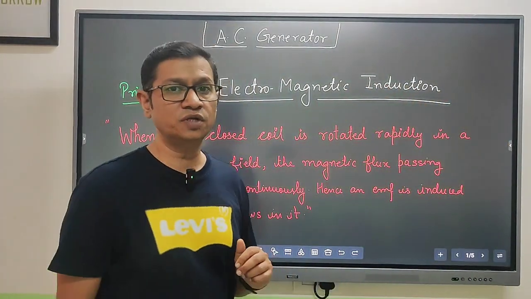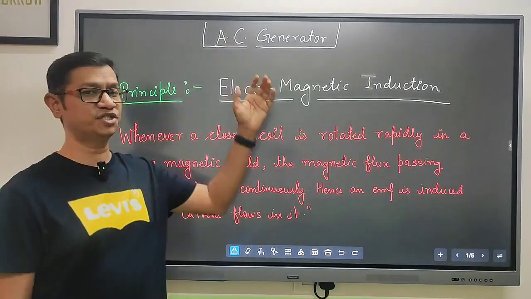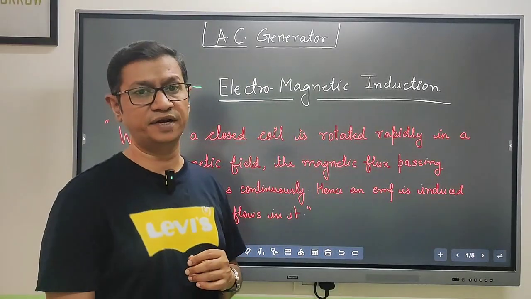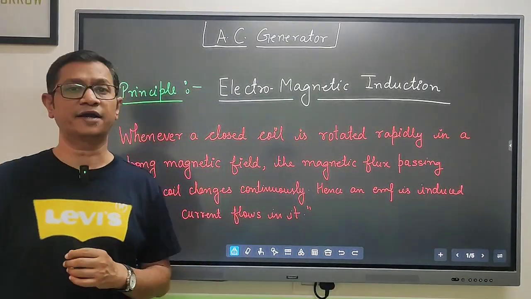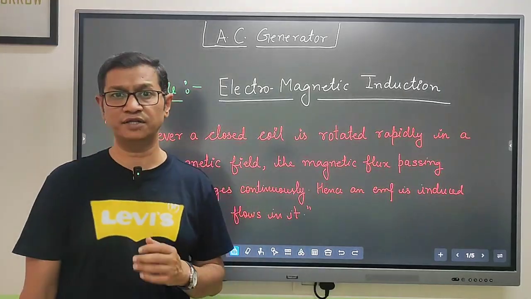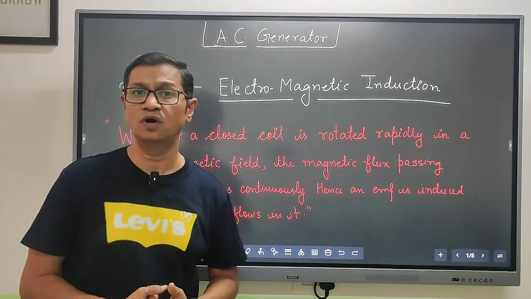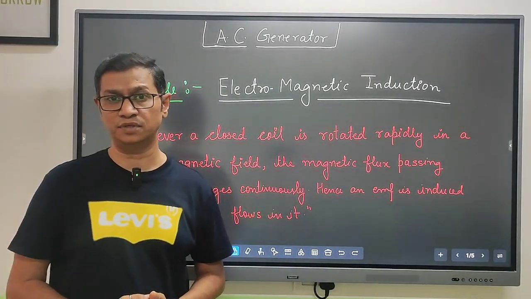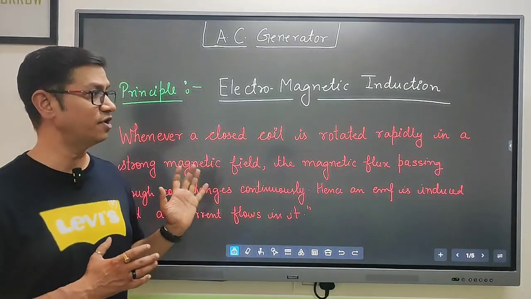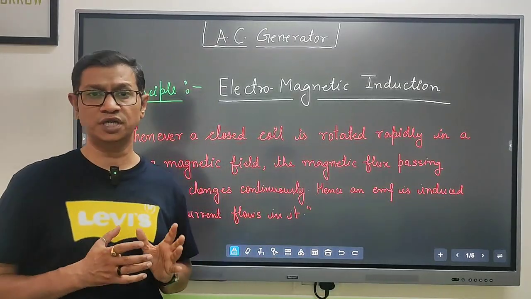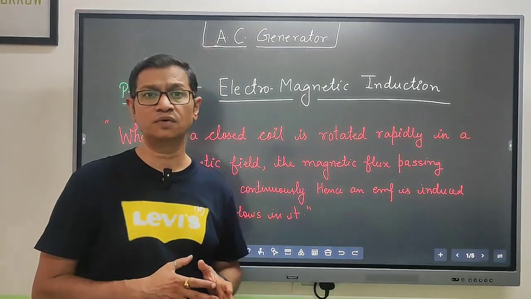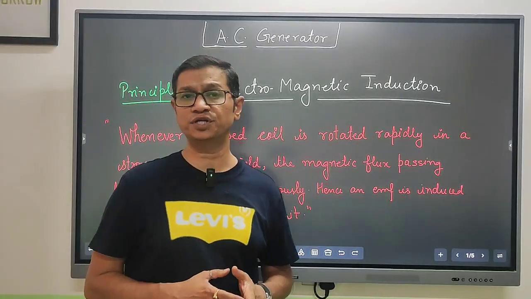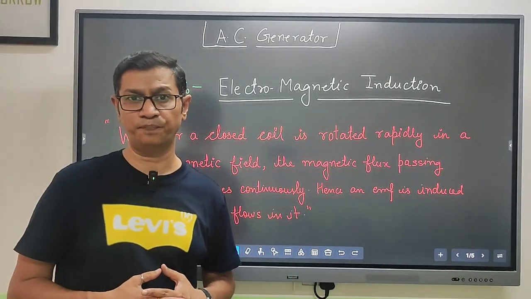Hello dear students, so this is our next topic, AC generator, which is alternating current generator. This is the last topic of the electromagnetic induction chapter, and this is also the starting point of alternating current, which is our next chapter. Okay, so basically we are going to cover two things: the construction and working of an AC generator, and then the expression for induced EMF.